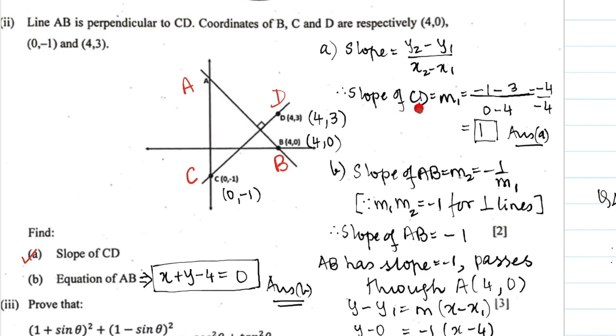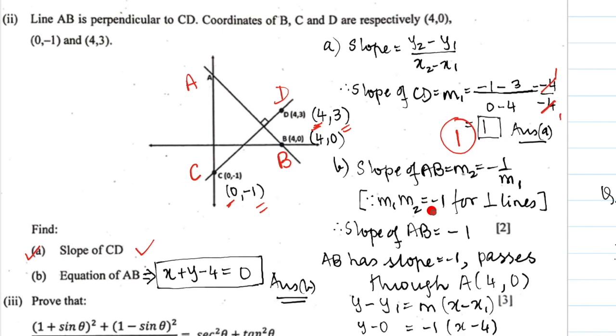Then slope of CD will be m1, and that will be y2 minus y1, means minus 1 minus 3 in the numerator and 0 minus 4 in the denominator. That gives us minus 4 upon minus 4, which will get cancelled, and you will have 1 as the slope of CD. So we got our first mark here.